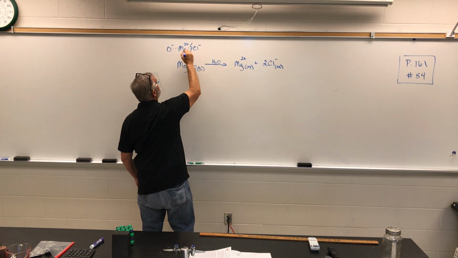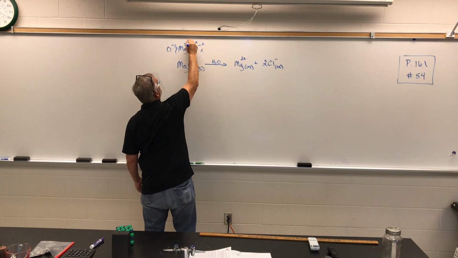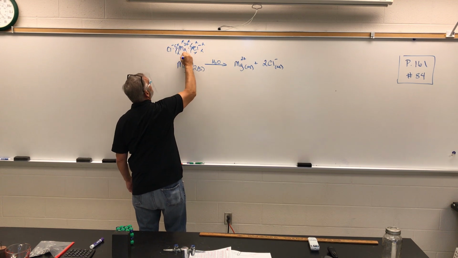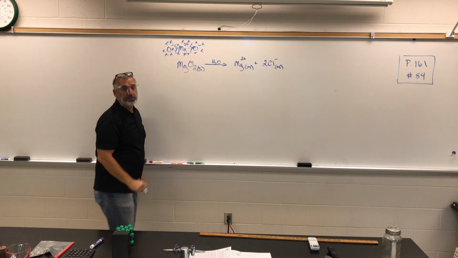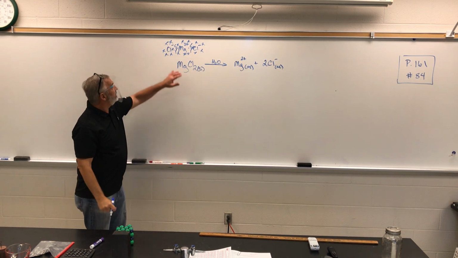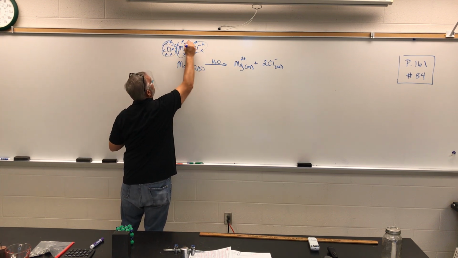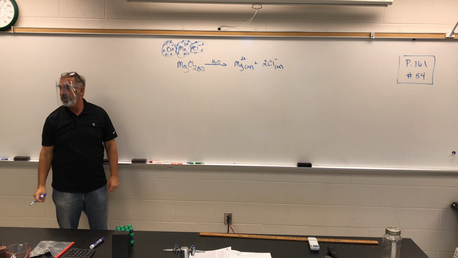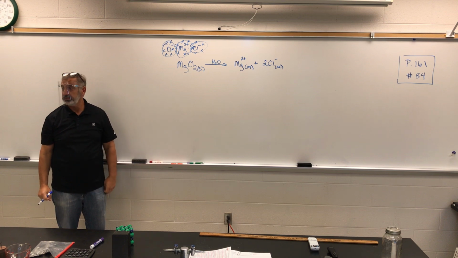Because it's going to break here, it's going to break here, the water is going to come and surround this one, water is going to come around and surround this one, and water is going to come and surround this one. So we'll end up having Cl- and Mg2+ ions in solution. So the one particle is going to break up into three when it dissolves in water.